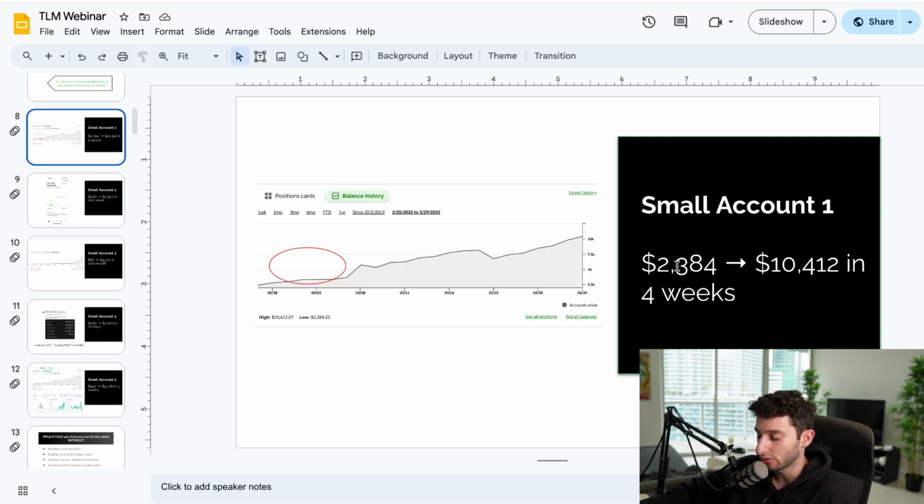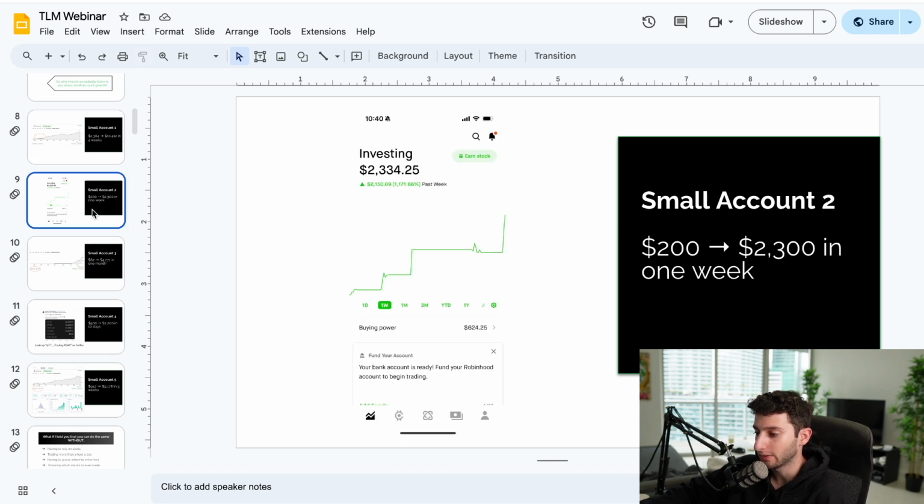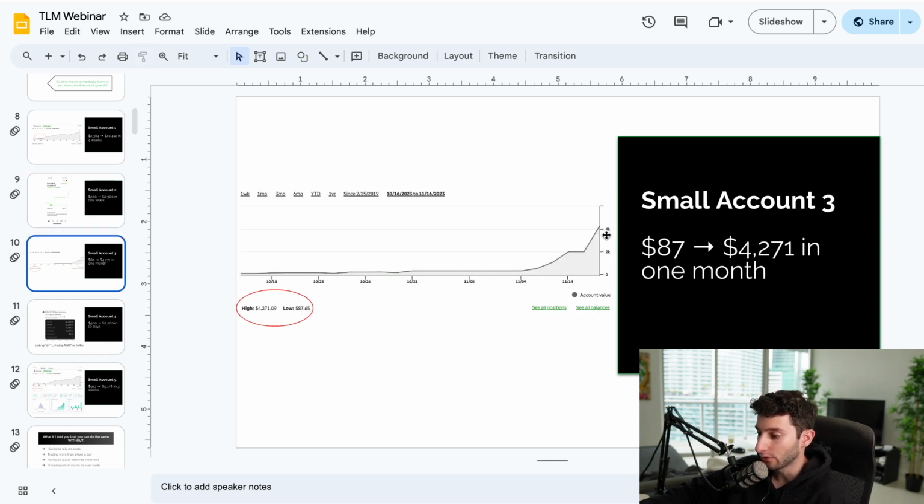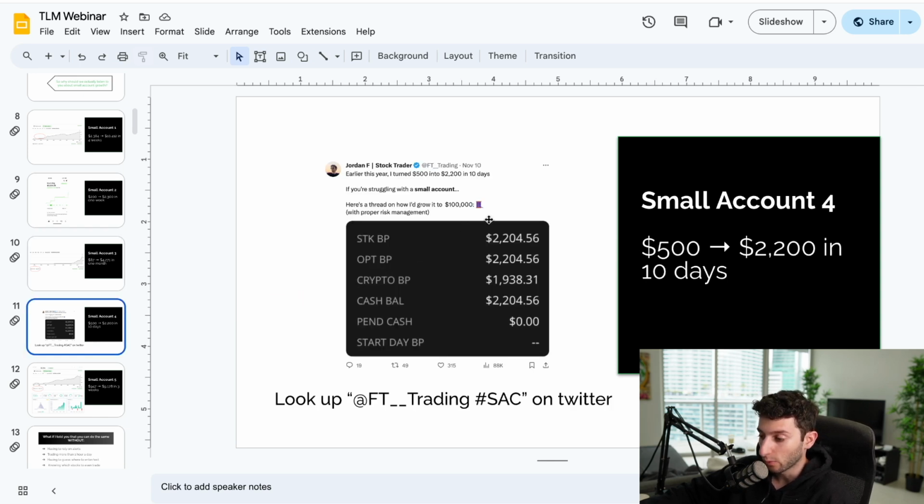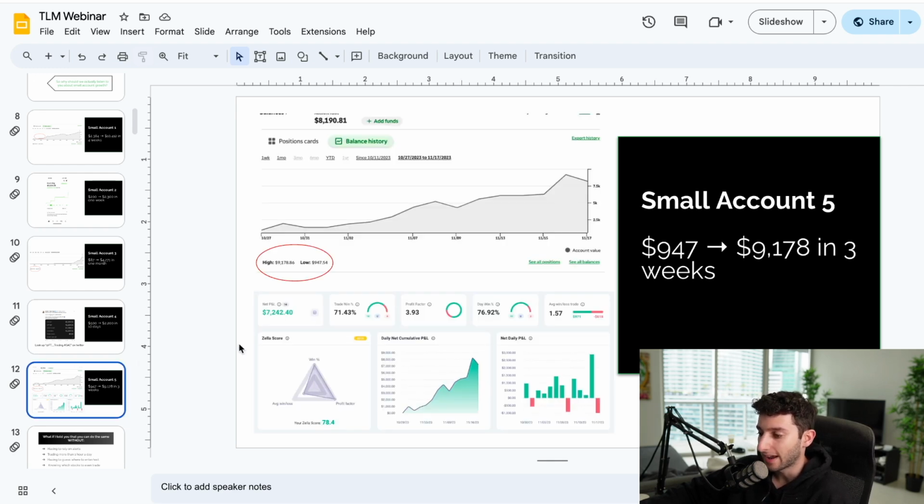Small account 1, we did 2,300 to 10K in 4 weeks. Small account 2, I did 200 to 2,300 in 1 week. Small account 3, $87 into 4,200 in 1 month. Small account 4, $500 into 2,200 in 10 days. And small account 5, $947 into 9,178 in 3 weeks. Everything's verified on my Twitter.